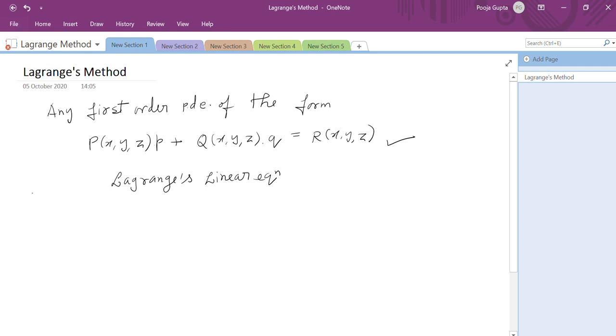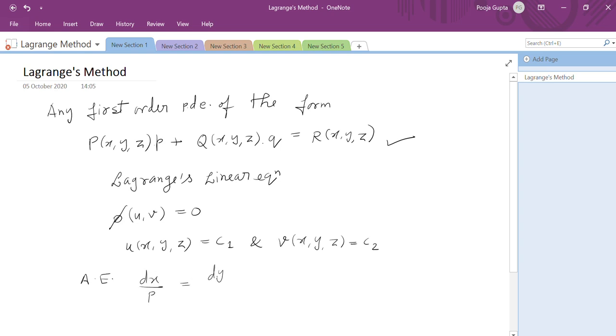So the general integral of this equation is given by phi of u, v is equal to 0, where u(x,y,z) is equal to c1 and v(x,y,z) is equal to c2 form a solution of the auxiliary equation dx upon P is equal to dy upon Q is equal to dz upon R.